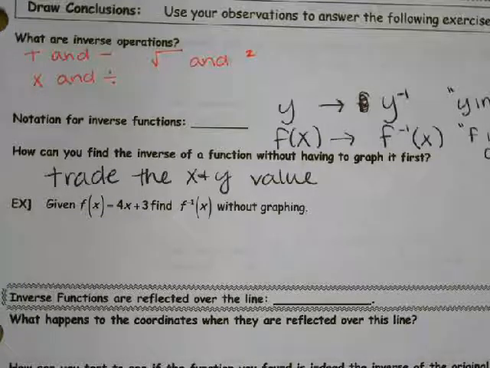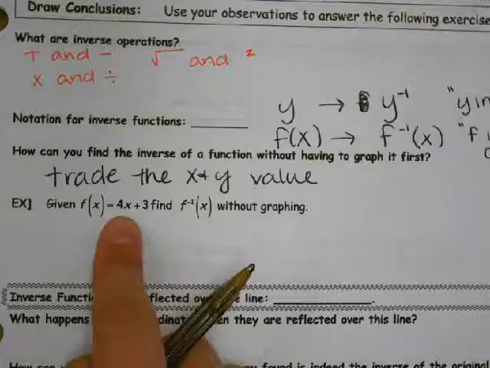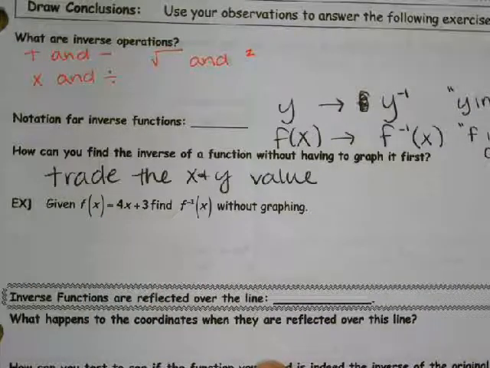So you can do that with a graph, you can do that with a table, you can do that with points, you can do that with an equation. Anytime you find an inverse, all you're going to do is trade the x and the y value. So here, in this example, they said f of x equals 4x plus 3, and they want us to find the inverse, and they want us to do it without graphing.